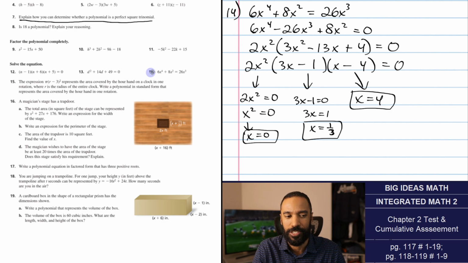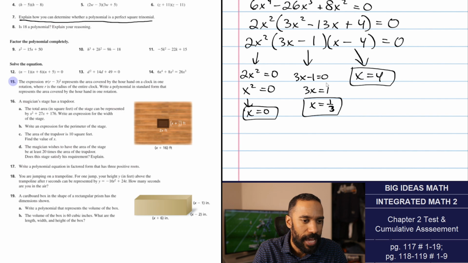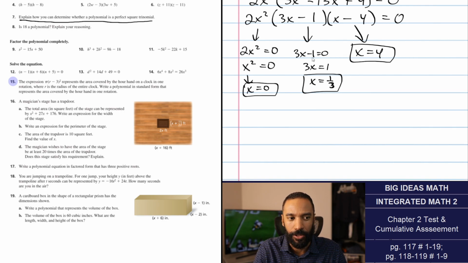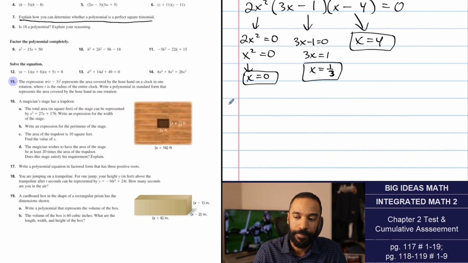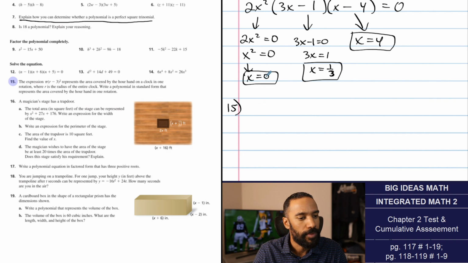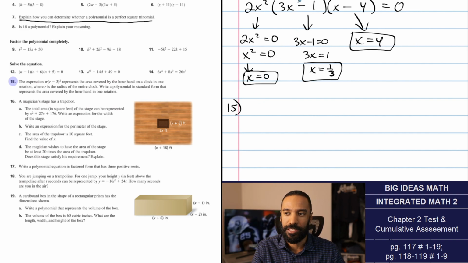Number 15, the expression pi times r minus 3 quantity cubed represents the area covered by the hour hand on a clock in one rotation. Okay, let's see where this is going. Where r is the radius of the entire clock. Okay, I understand that.